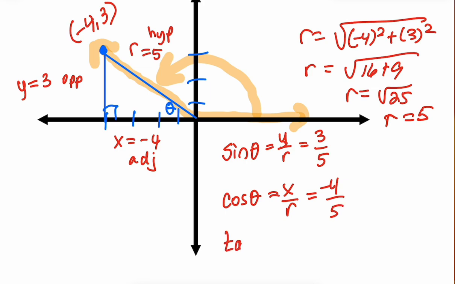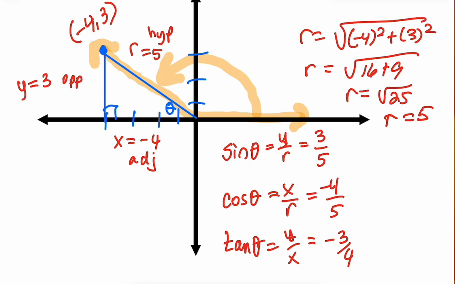And our tangent is always opposite over adjacent. In this case, it will always be y over x. Our tangent is always y over x, opposite over adjacent. And in that case, we would get negative 3/4. Now, it's customary to put the negative up at the top. If you wrote 3 over negative 4, that's correct. Just customarily for fractions, we put the negative in the top or out in the front.